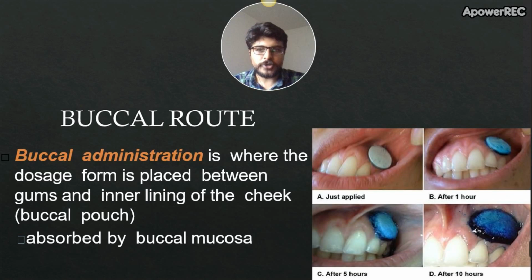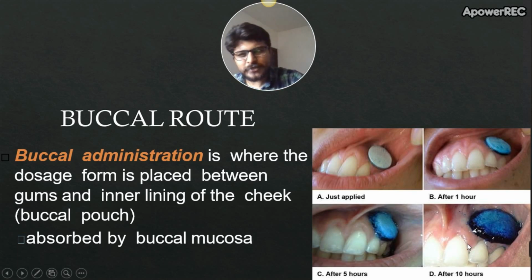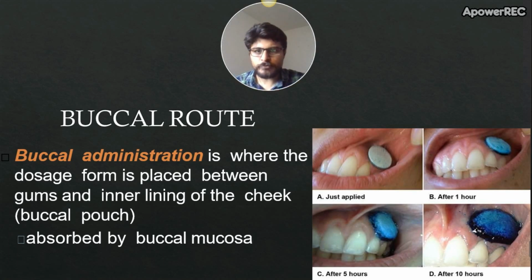Moving on, buccal route. Buccal administration is where the dosage form is placed between the gum and the inner lining of the cheek, that is known as the buccal pouch, and absorbed by the buccal mucosa. So you can see here the drug is placed in the buccal pouch, right? After 1 hour it will start to disintegrate and dissolve. Then after 5 hours it will be absorbed, and after 10 hours this is the condition of this tablet. The main disadvantage with this is we cannot keep it for long.